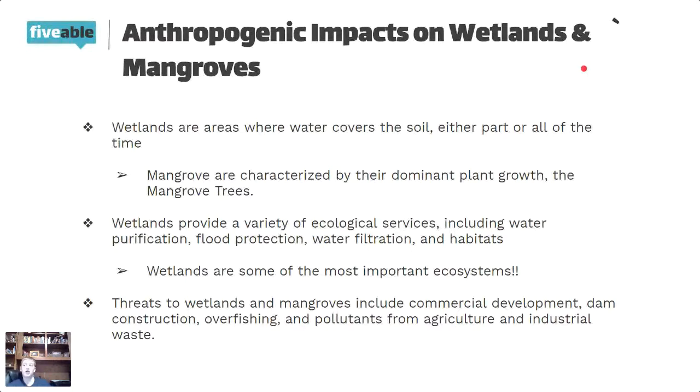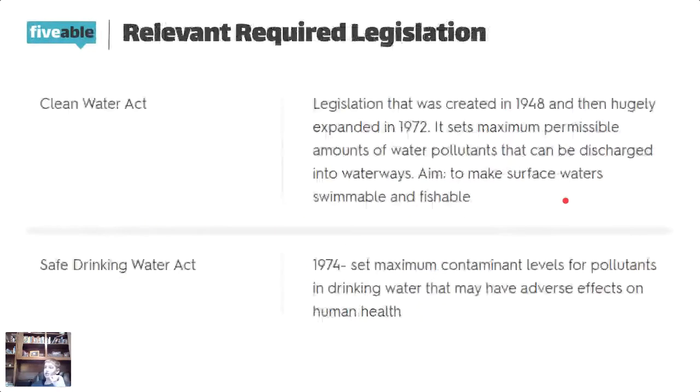And now I think we're about to talk about the legislation that's helping to support these places. So we have the Clean Water Act and the Safe Drinking Water Act. Now there's tons more required legislation for APES. They actually have a list, and you can ask your teacher what legislation you need to know. But there are two main ones that affect what we're talking about in this stream about eutrophication and the human impacts on wetlands.